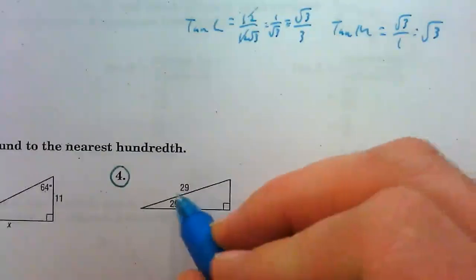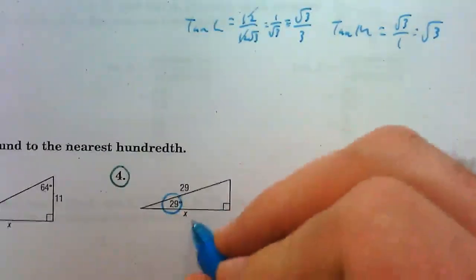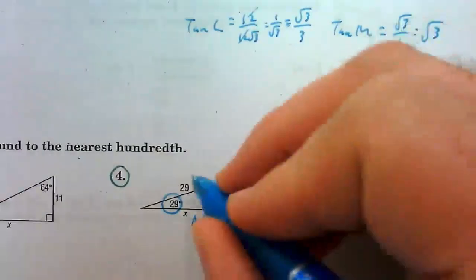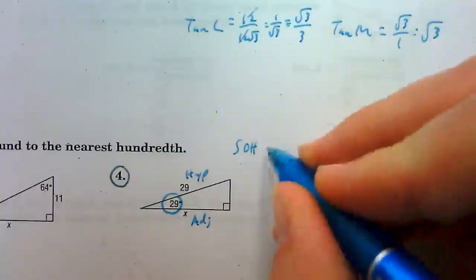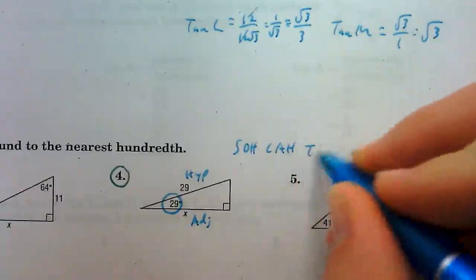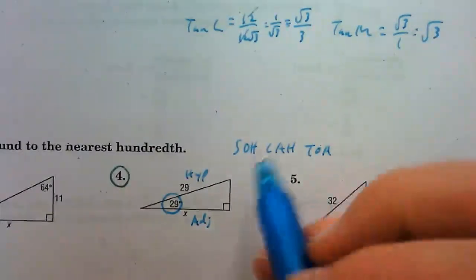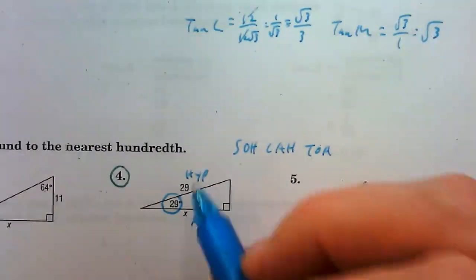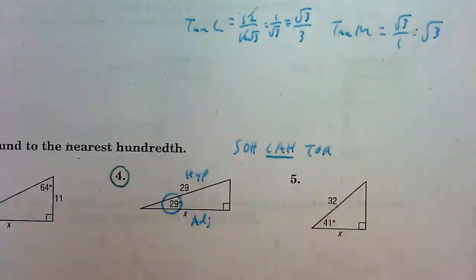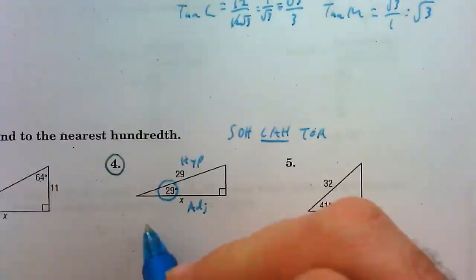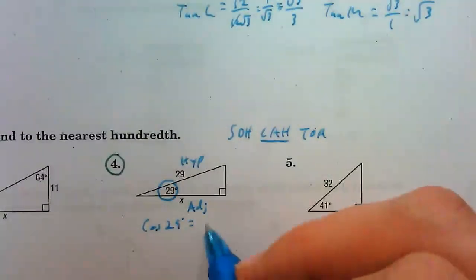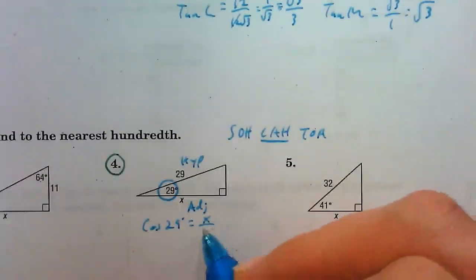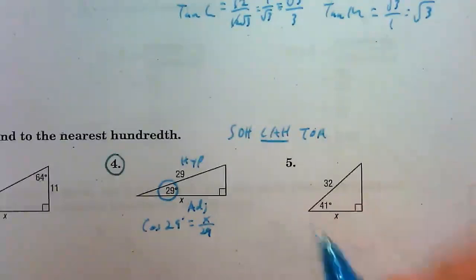All right, on number 4, we have a triangle, and we're solving for the side. Now, we're using this angle. This part would be the adjacent leg. This would be the hypotenuse. So if we talk about SOHCAHTOA again, we have adjacent and hypotenuse. That's in cosine. So cosine of 29 degrees is equal to adjacent x over the hypotenuse of 29.